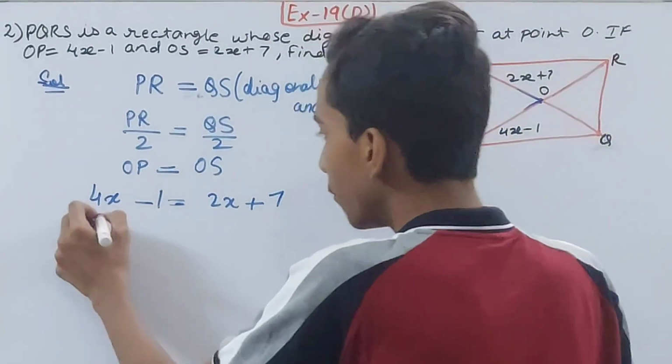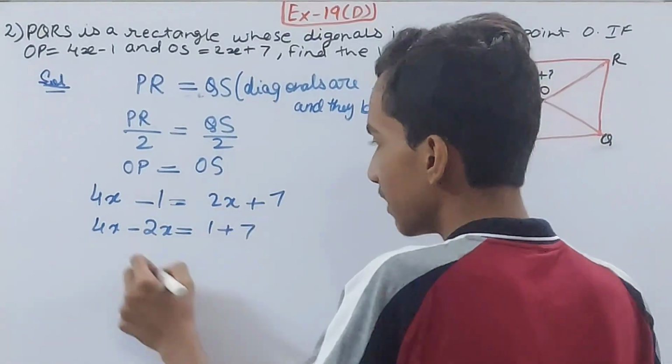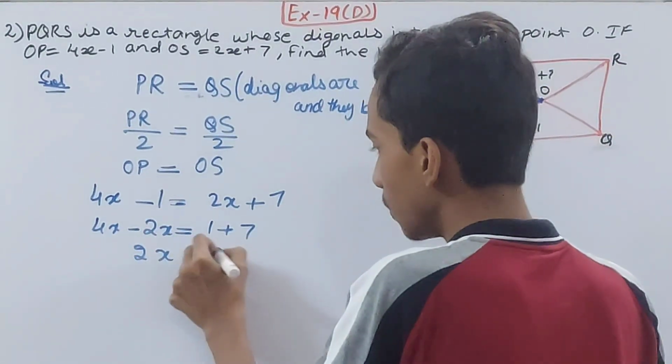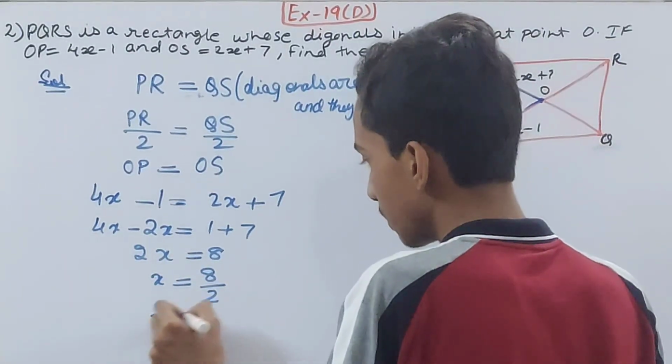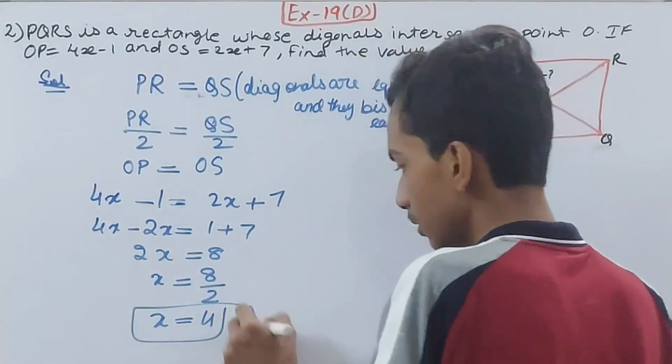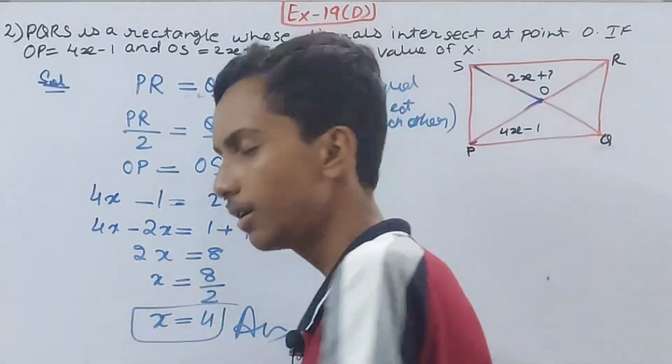Let's solve this. 4x minus 2x is equal to 1 plus 7. So 2x is equal to 8. So x is equal to 8 by 2. Therefore x is equal to 4. That's it, this is the final answer. We have to find the value of x, so it comes out to be 4.